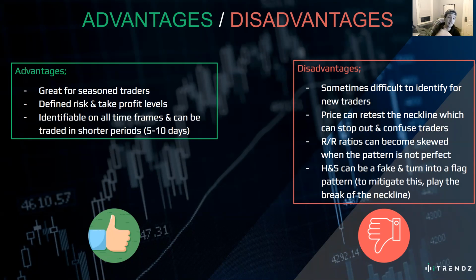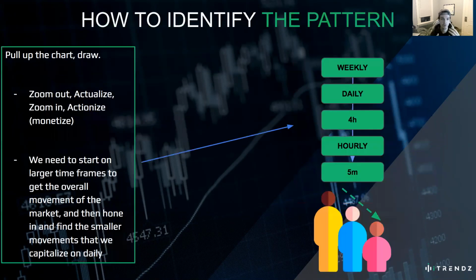That's why I left that tidbit in there about the ascending necklines and what to look for: an ascending neckline on a regular head and shoulders pattern, and descending on an inverse head and shoulders pattern. And then lastly, the head and shoulders can be a fake and turn into a flag pattern or a nice W pattern. To mitigate that, just play the break of the neckline. Don't try to skip the jump and play in between. Just trade the neckline and know that when you break the neckline, that's where your extension will truly begin, and that's where you'll be able to capitalize on the pattern for real.